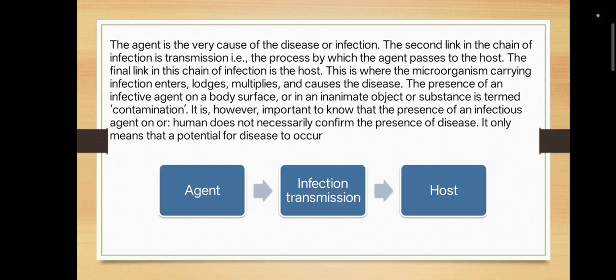When an infectious agent is present on a body surface or on an inanimate object or substance, this is called contamination. However, finding an infectious agent on a person does not automatically mean the person has the disease. It simply indicates a potential for disease to develop.